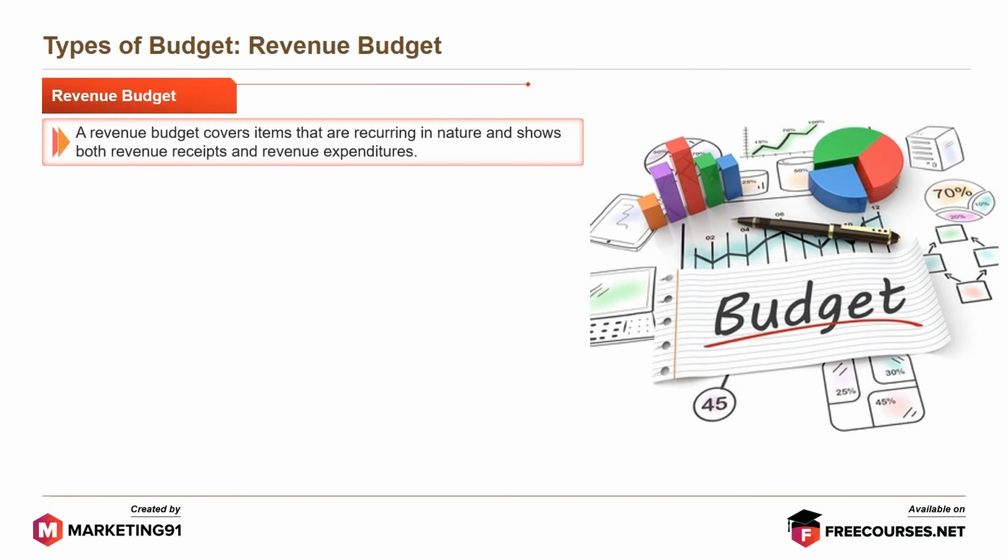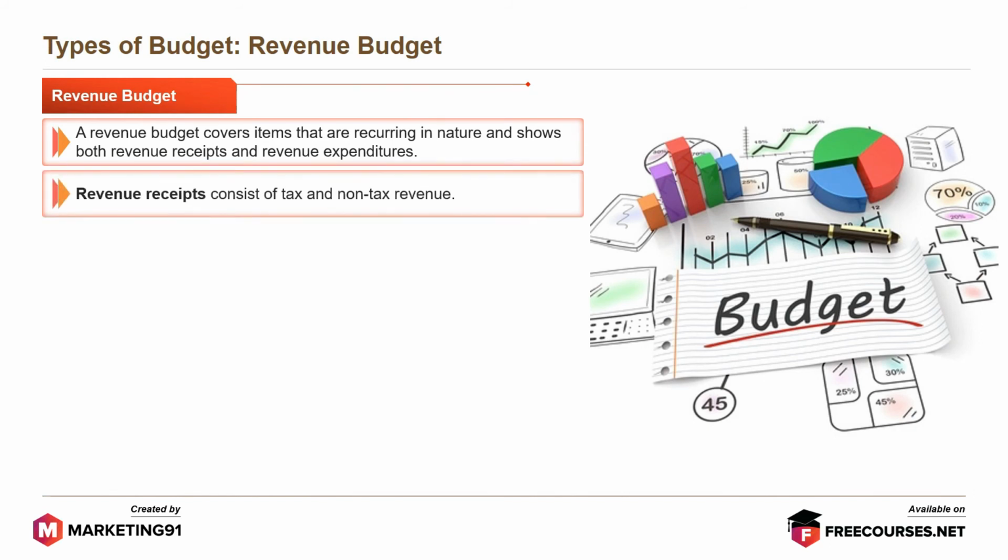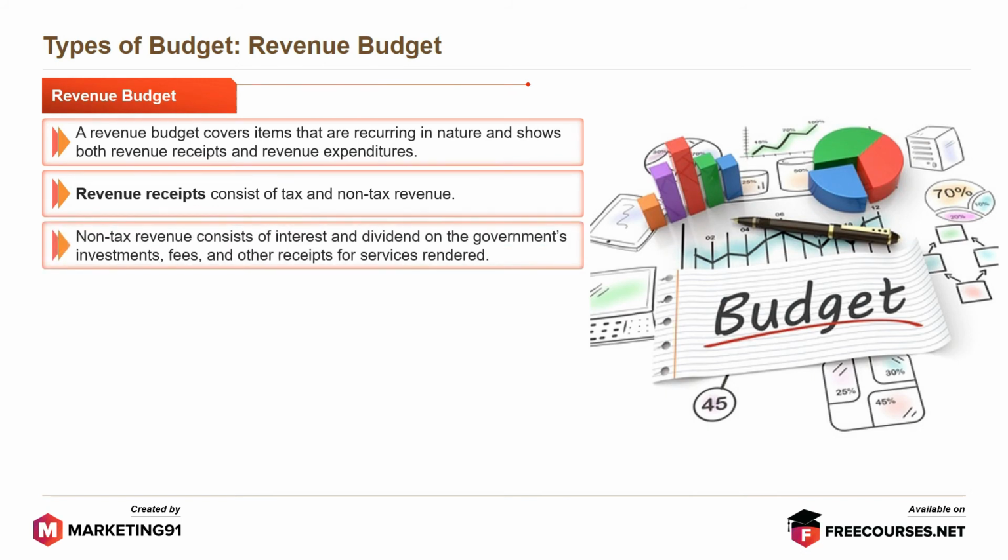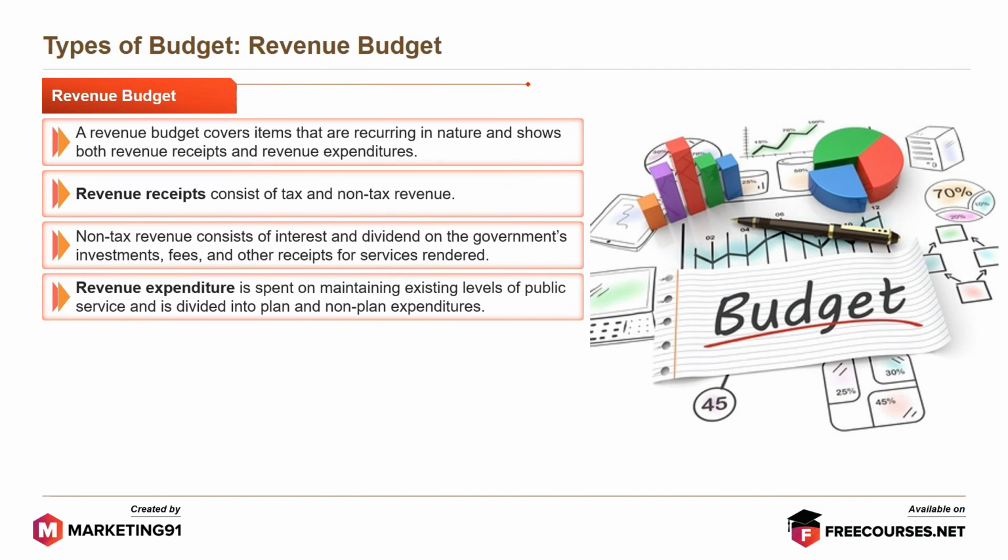A revenue budget covers items that are recurring in nature and shows both revenue receipts and revenue expenditures. Revenue receipts consist of tax and non-tax revenues. Non-tax revenues consist of interest and dividend on the government's investments, fees, and other receipts for services rendered. Revenue expenditure is spent on maintaining existing levels of public service and is divided into plan and non-plan expenditures.